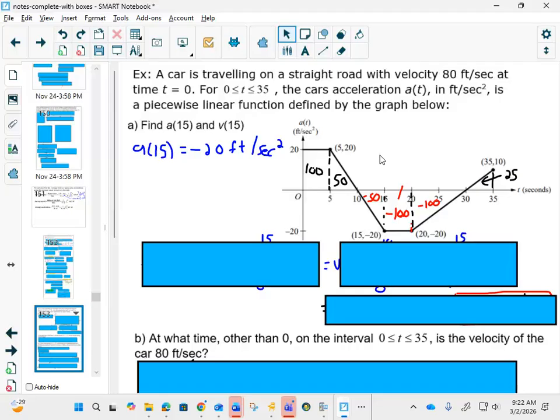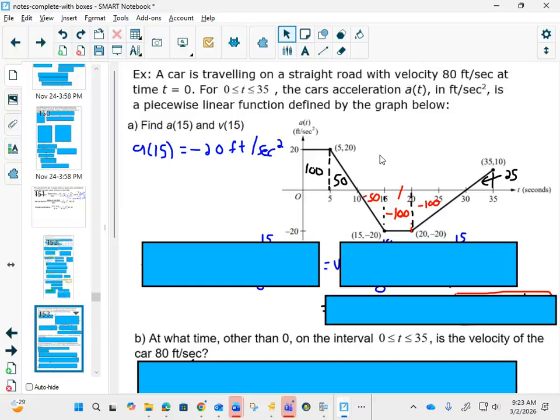Now to find the velocity at 15, this is very typical of these questions. The main understanding that we have is that if you have the acceleration, the area under the curve is an accumulation of change of that. So what does it mean? In the first 10 seconds, your velocity increases by 150. So you're going to be going 230 feet per second. It's just a little bit faster than I can run.